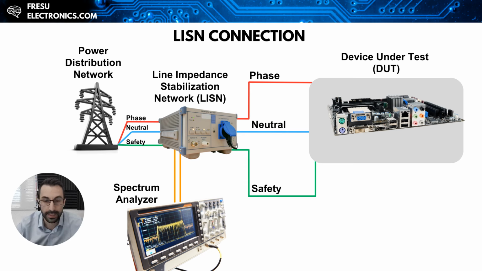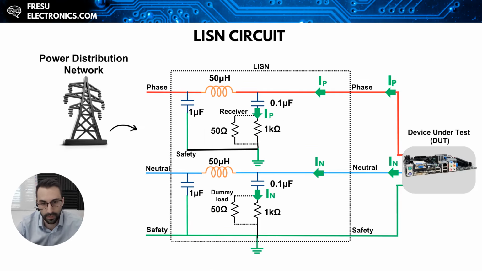As we can see in this slide, the LISN is connected between the power distribution network and the device under test, which is also called the DUT. And the job of the spectrum analyzer connected to the LISN is to measure and report the level of the conducted emissions. To further explain the testing setup and also to understand what we are truly measuring during the conducted emission test, we need to take a closer look inside the LISN circuit.